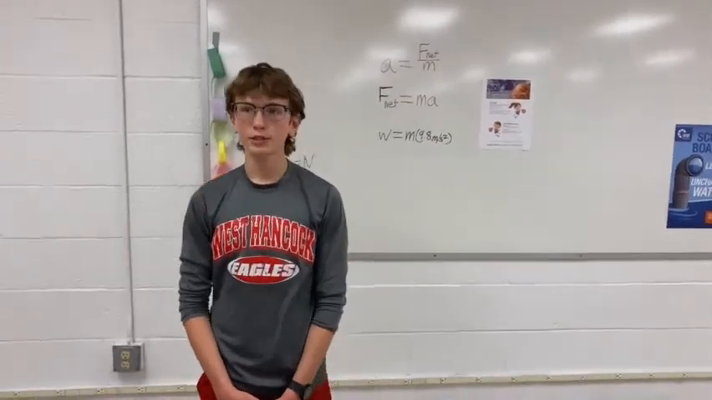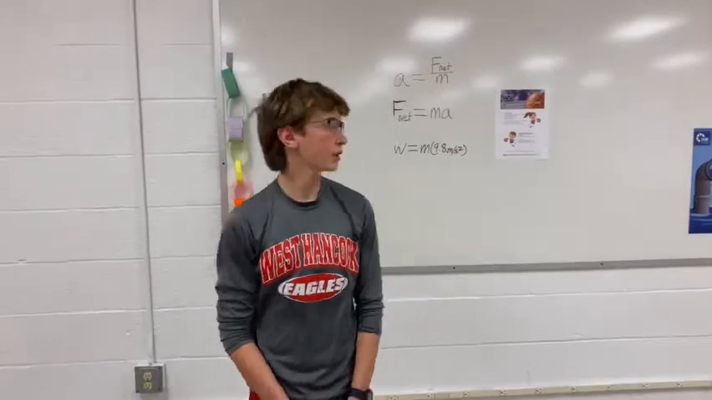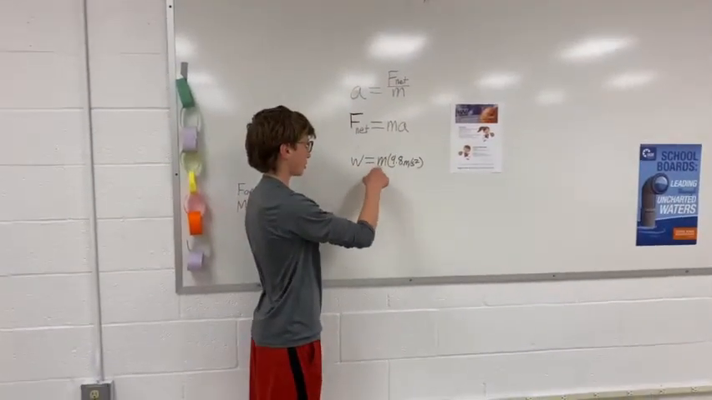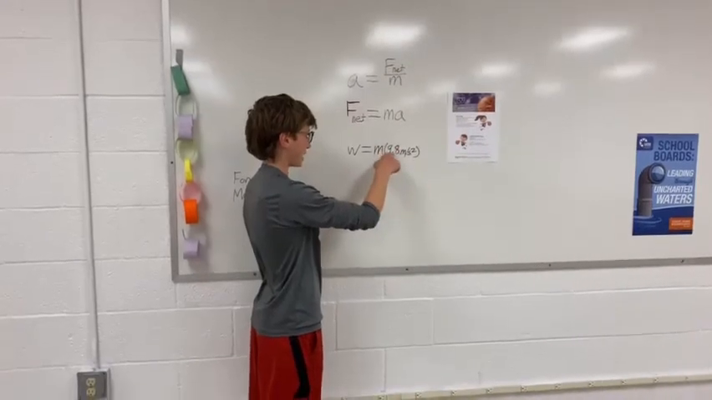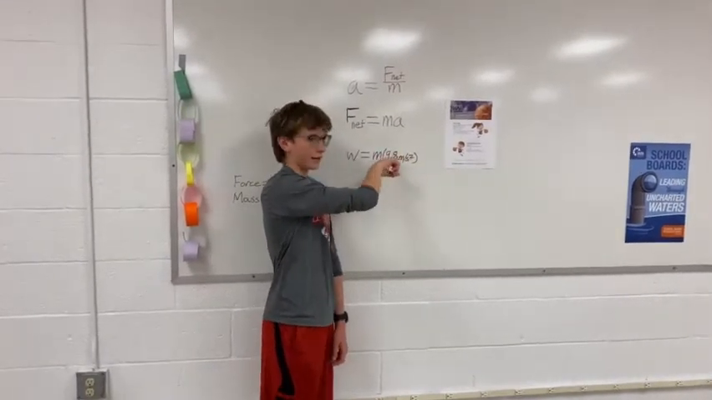Weight is the gravitational push on an object. That can be measured using this equation. Weight equals mass times 9.8 meters per second squared, because this is the force gravity has on you.